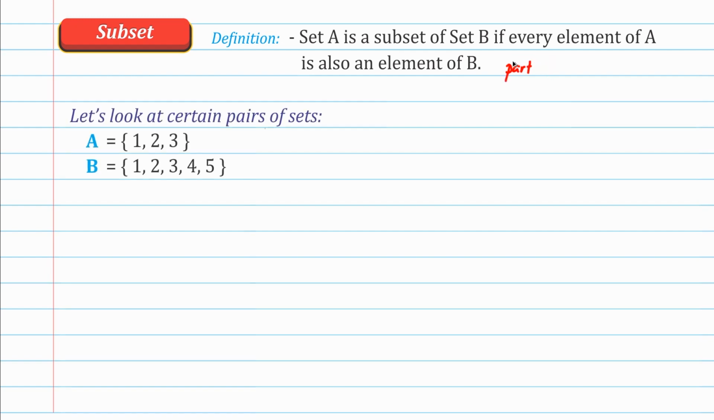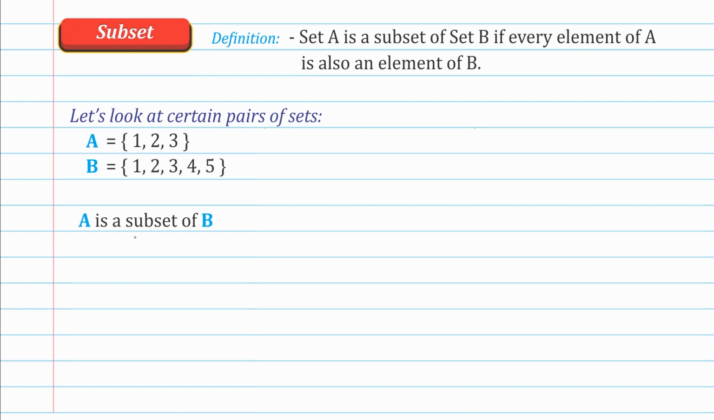Okay, now let's look at certain pairs of sets here below. We are given set A with elements 1, 2, 3 and set B with elements 1, 2, 3, 4, 5. Let's look if one is a subset of the other. Looking at element A first, check. Is 1 part of set B? Yes, it is. 2 and 3, if you notice, are also parts of set B. Therefore, we can say that these three elements are also part of set B. Every element of A is part of set B. We can say then that A is a subset of B.